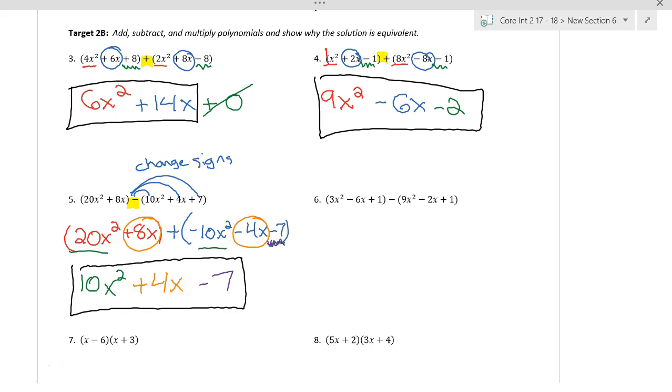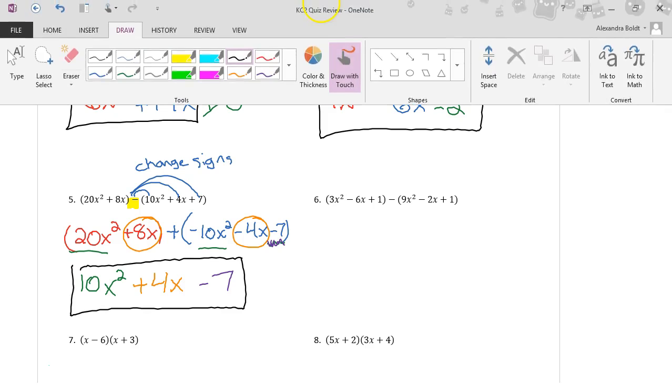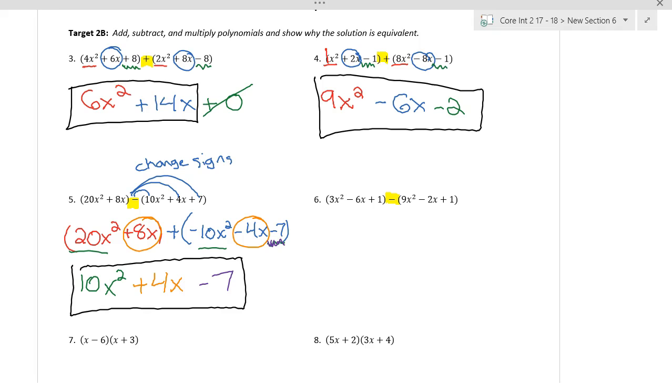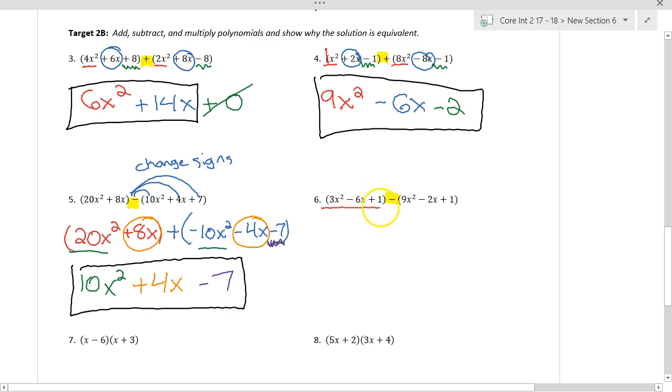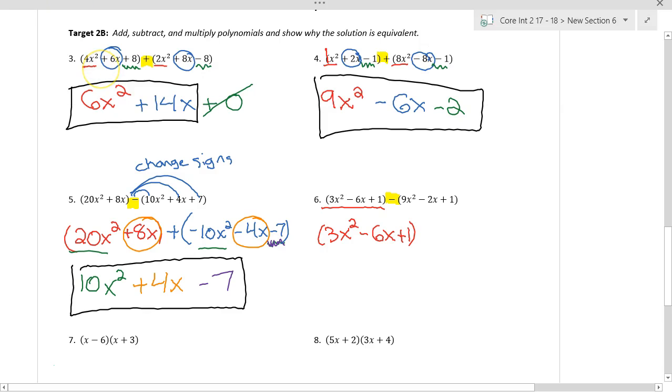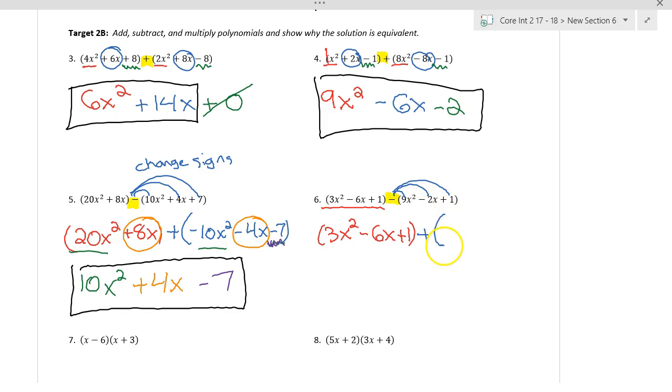Alright, looking at number 6, I have 3x squared minus 6x plus 1 minus 9x squared minus 2x plus 1. Again, this is a minus problem, a subtraction problem. So I need to do the same thing. The first one stays exactly the same: 3x squared minus 6x plus 1. My second problem gets distributed. Right, we change the sign. Negative 9x squared plus 2x minus 1.